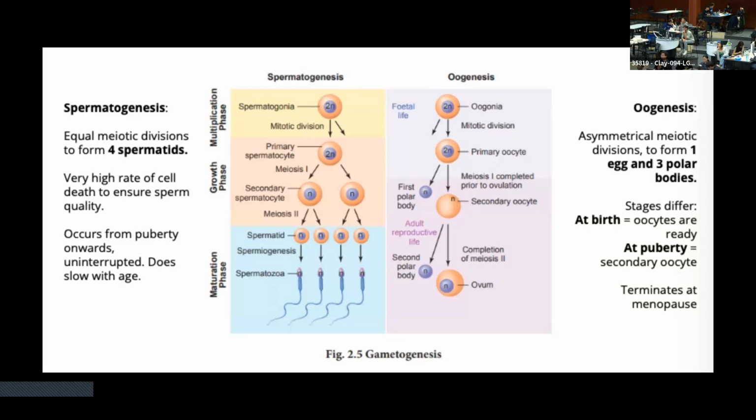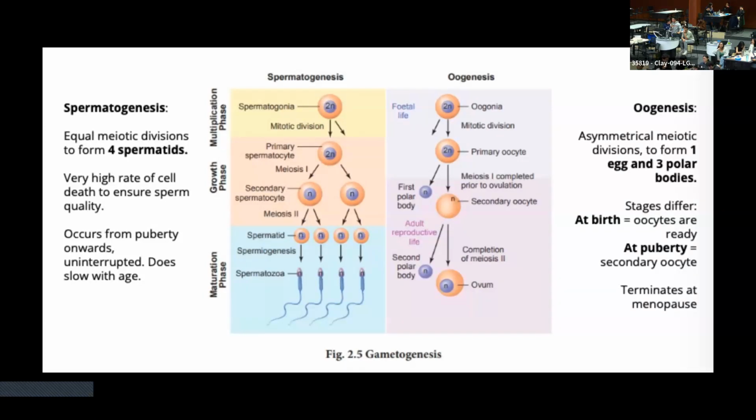There's also a very high rate of cell death to ensure sperm quality. And this occurs in males from puberty onwards. It's uninterrupted. It does slow with age. However, it continues throughout life. Whereas with oogenesis, we have asymmetrical meiotic divisions to form 1 egg and 3 polar bodies, which is illustrated somewhat in that diagram.